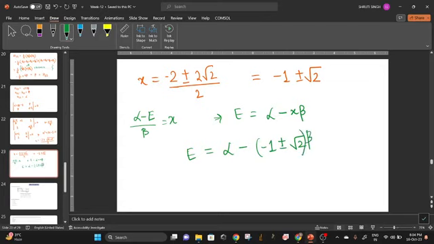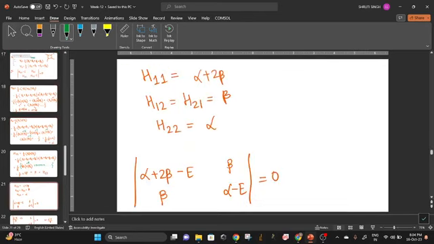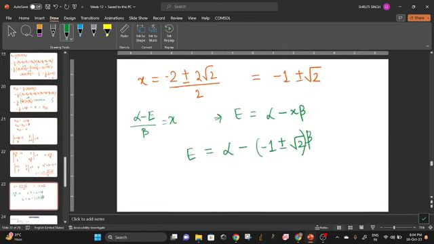Now we have to write the energy in terms of beta, so we can put alpha equals 0. Putting alpha equals 0, the energy will be minus of minus 1 plus minus root 2 times beta, which gives plus 1 minus plus root 2. Thus the answer is energy in terms of beta is 1 plus minus root 2.